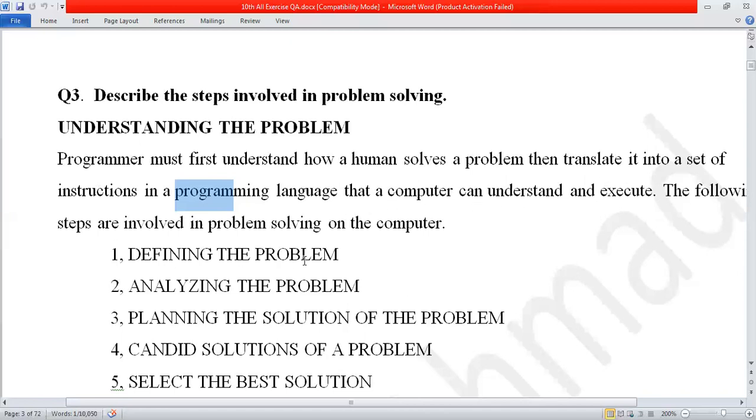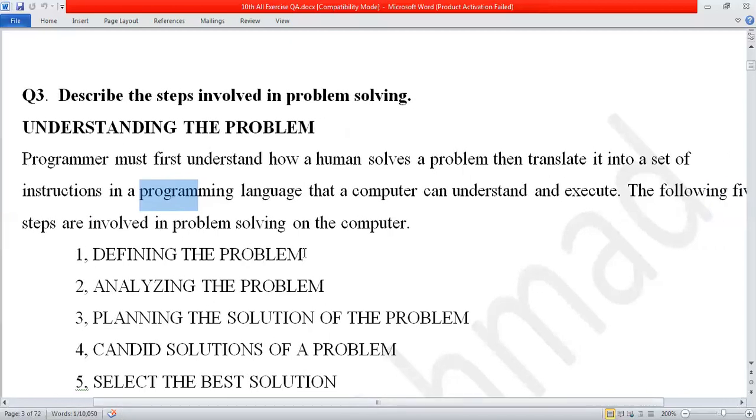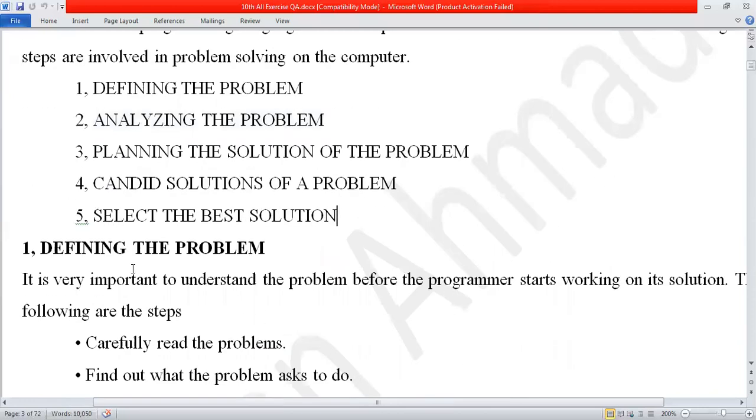The following steps are involved in problem solving on a computer. Number 1, defining the problem. Second, analyzing the problem. Third, planning the solution of the problem. Number 4, candidate solutions of a problem. Number 5, select the best solution. Now we will discuss these 5 steps in detail one by one. First is defining the problem.